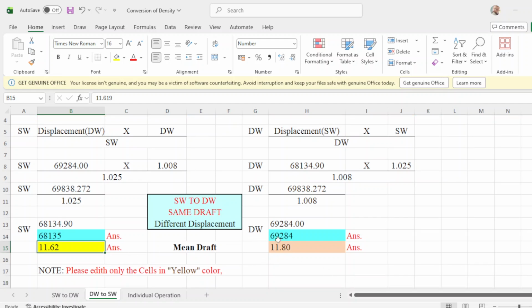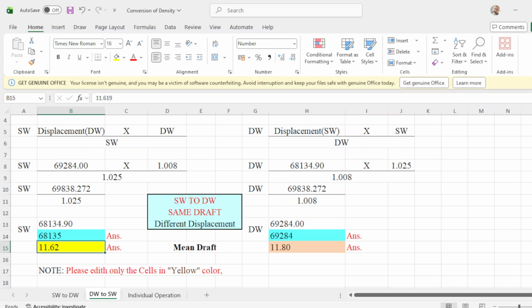When you are in dock water, your drop is more than your salt water drop. Dock water drop is 11.80 and salt water is 11.62. As well as the displacement, you have a larger displacement of 69284 in dock water, and the displacement in salt water is 68135. So take note, guys, when you are in dock water, you have more drop, and in salt water you have less drop.